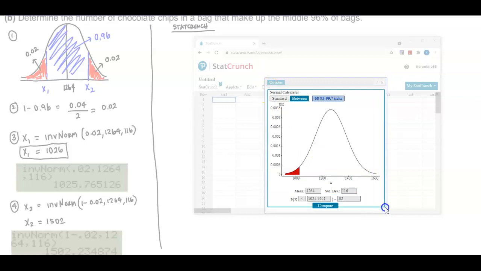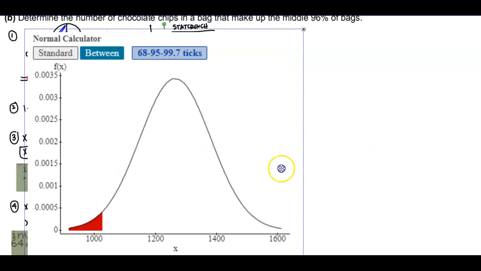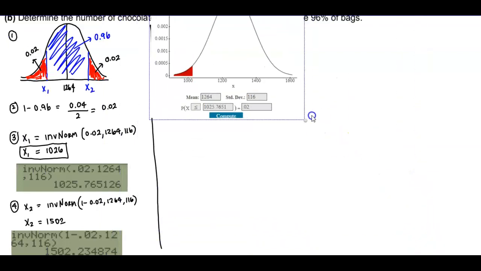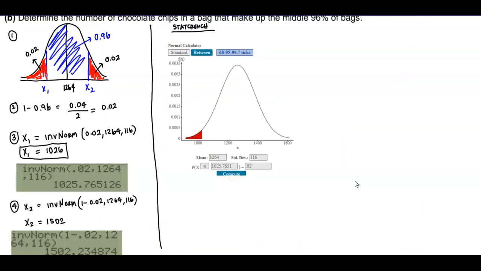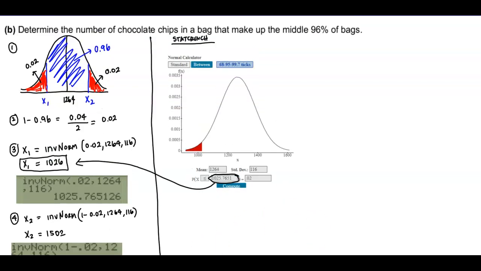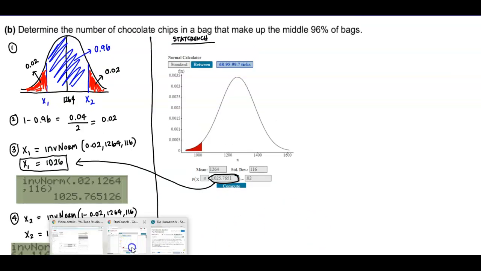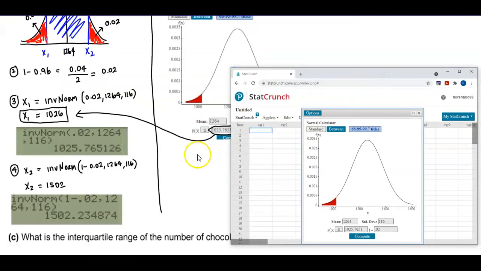We get the same thing that we got for rounding it to the nearest whole number. Okay, and then we're going to go ahead and do the next one. Now we want to make sure that we're using, okay, we still have 1264, we know we have 116, right? And so what is this area now? We want to find the area that's to the left of x2. So the area to the left of x2 is 0.98.